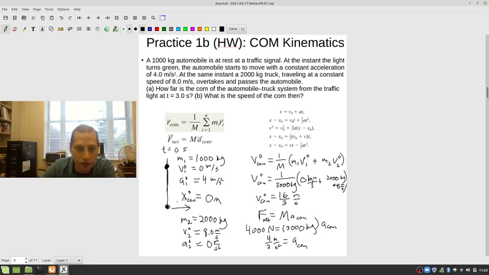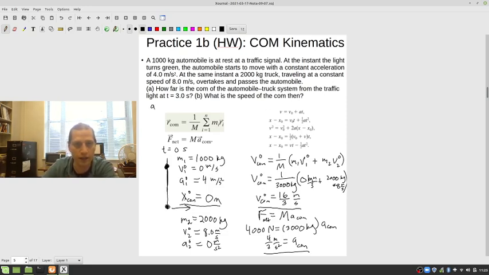All right, so now look, I know what my initial position of my center of mass is. I know what my initial velocity of my center of mass is. I know what my acceleration of my center of mass is. Now let's look at what the question is asking us. It says, how far is the center of mass of the automobile truck system from the traffic light at t equals 3 seconds? Well, I know all of this information. Now I can just use my kinematic formulas.